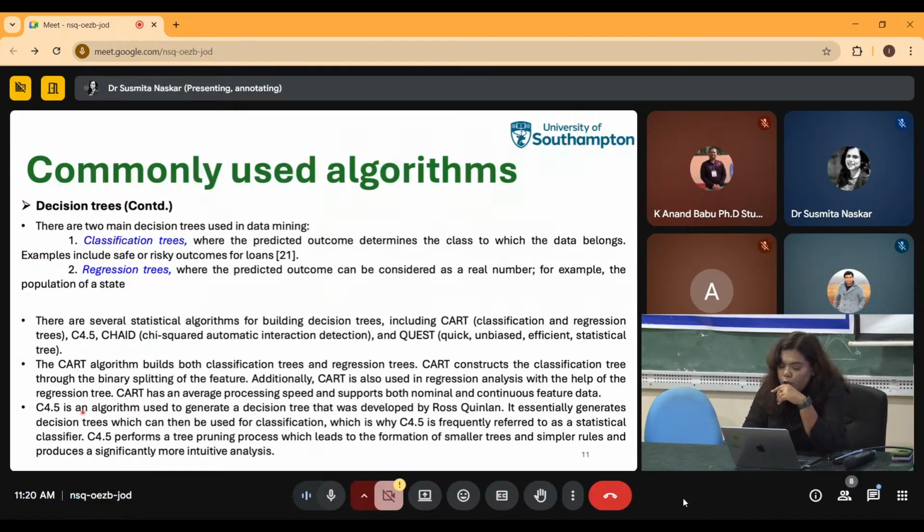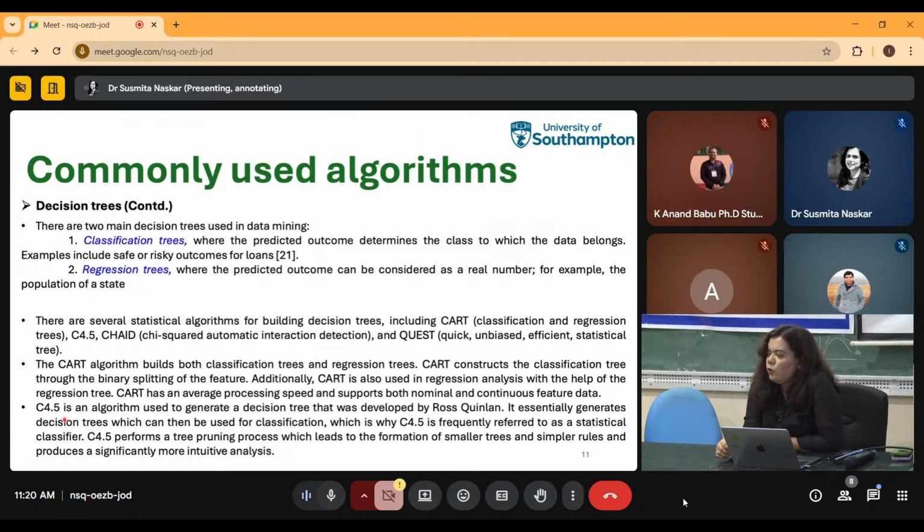Whereas C4.5 is an algorithm which is widely used to generate decision trees for classification. So CART can be used for classification and regression for the short cases, whereas C4.5 is generally used only for classification. One of its very important key strengths is the tree pruning process. That means it can produce small trees with very simple rules. This leads to more intuitive and very easily interpretable models, so you can interpret the models very easily.